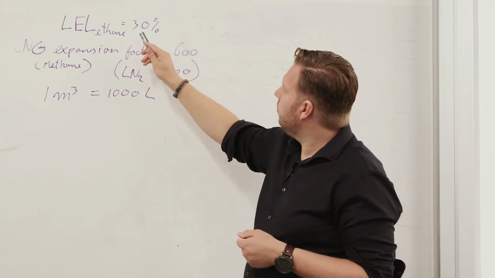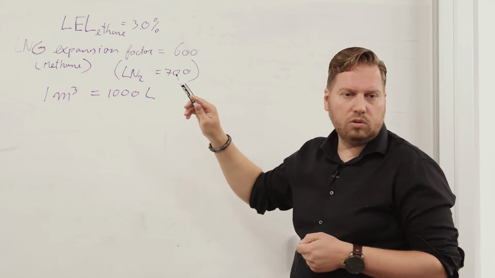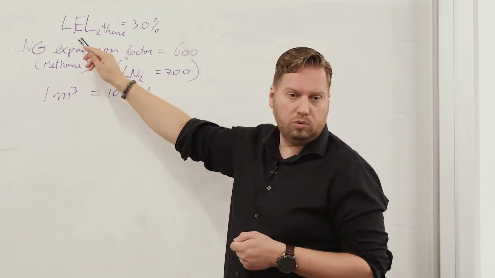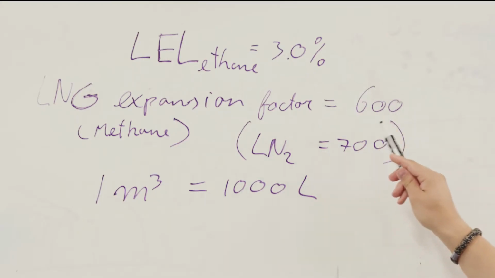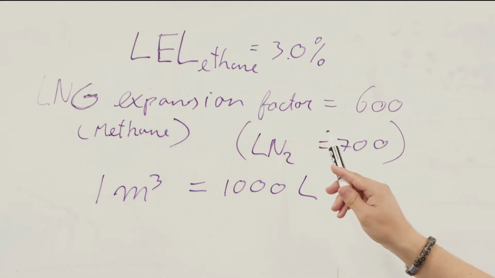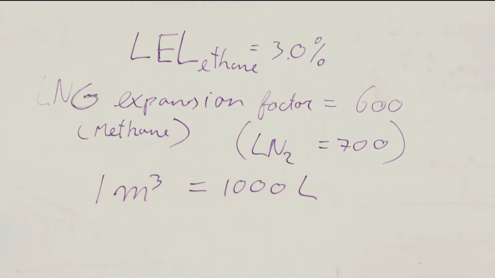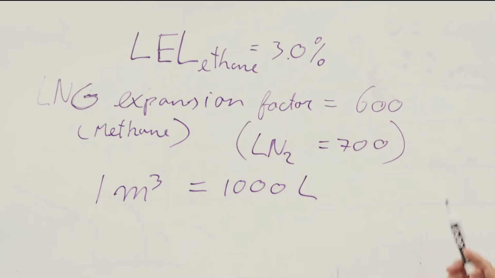So you always have to make sure that when you're in a room that has ethane, the concentration of ethane in that room is below this 3%, so below the lower explosive limit. The second important value is the expansion factor, and we don't know it exactly for ethane, but this is for a liquid natural gas, which is mostly methane. And also, as a comparison, we'll have liquid nitrogen here on the board as well. And for liquid natural gases, this is 600.